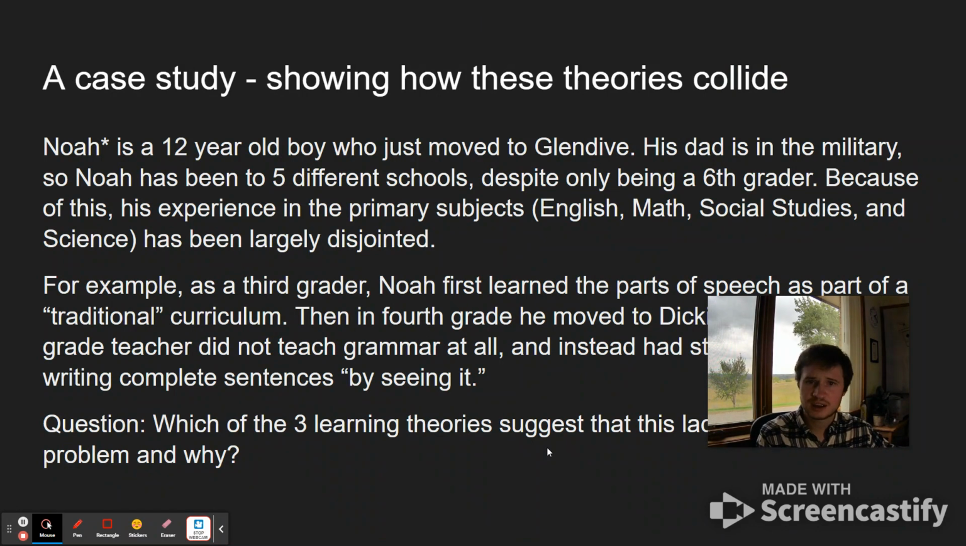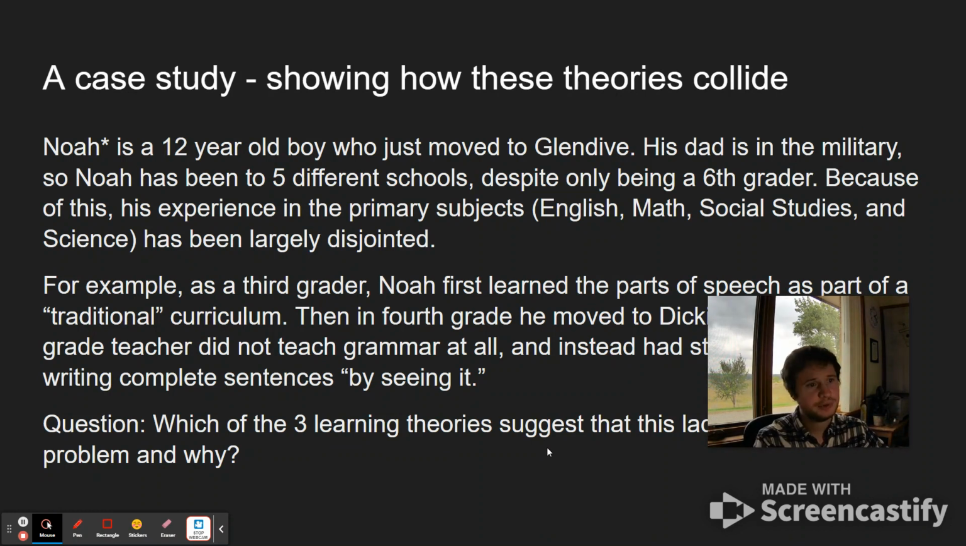You might notice right away he's a little old to be a 6th grader, right? And he was a bit of an old student for his 6th grade year. His birthday was in early August, so he just turned 12. And in the 7 formative grades that he had gone through, kindergarten through 6th, he'd been at 5 different schools. That's a lot of different schools. And therefore, his experience in the primary subjects of English, math, social studies, and science are largely disjointed.